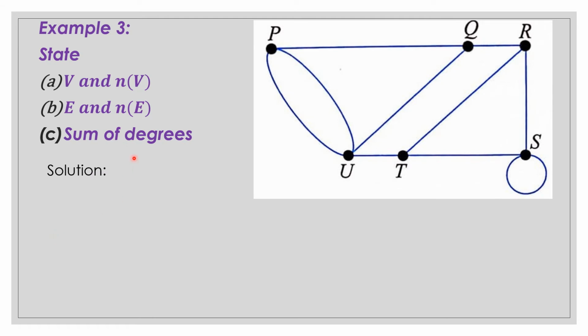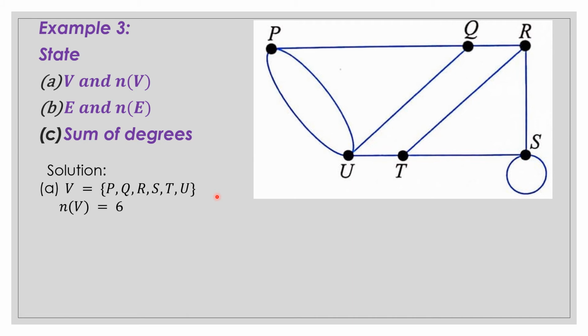Example 3, state the sets of V and E and the number of V and E. So we look at V first. For the set of V, we look at how many dots or vertices you have. 1, 2, 3, 4, 5, 6, and they are labeled from P to U. So the set you can write is P, Q, R, S, T, U, and the number of V is 1, 2, 3, 4, 5, 6. So the number of vertices will be 6.